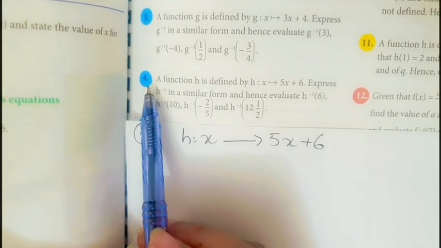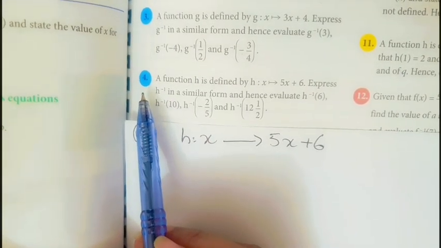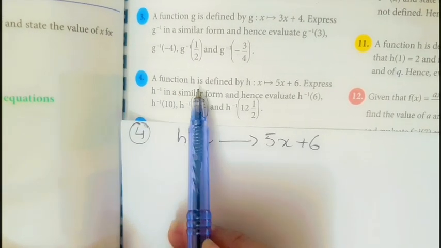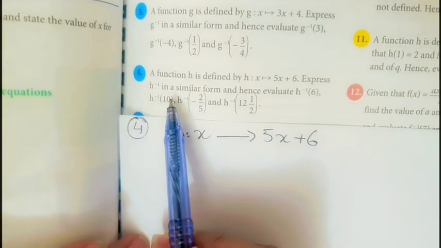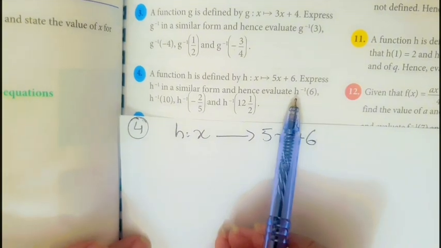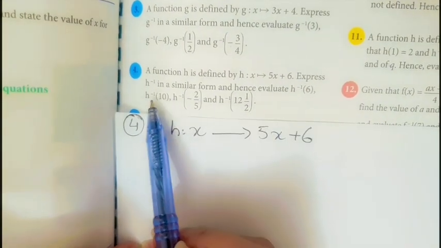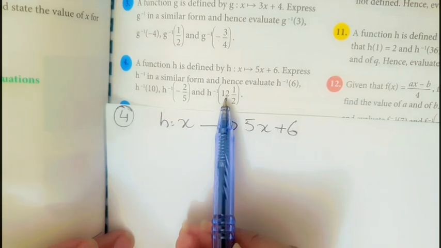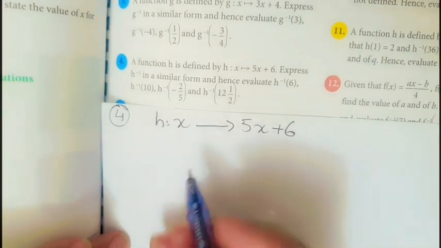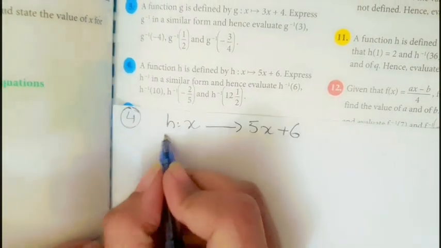Dear students, this is question number 4. It's exercise 5b, book 4, 8th edition. A function h is defined by h(x) = 5x + 6. Express h inverse in a similar form and hence evaluate h inverse of 6, h inverse of 10, h inverse of minus 2 upon 5 and h inverse of 12 whole 1 upon 2. Okay, first change the function into equation.